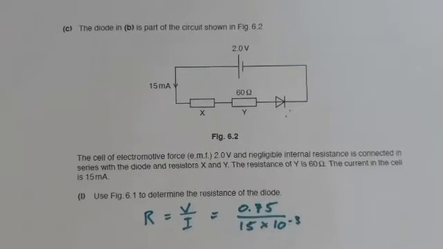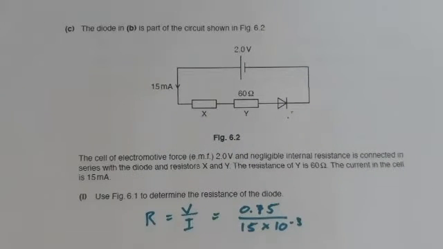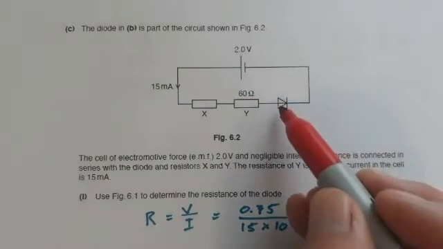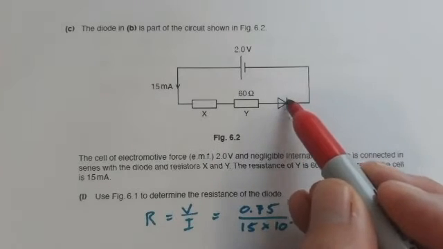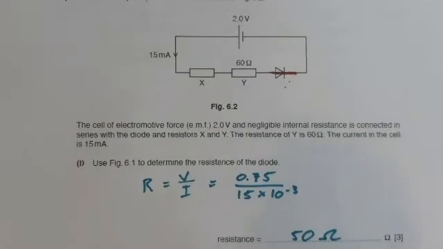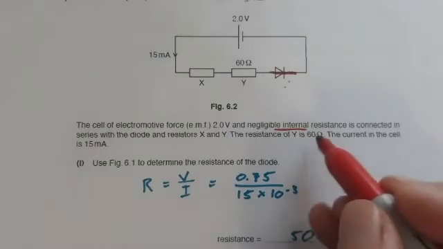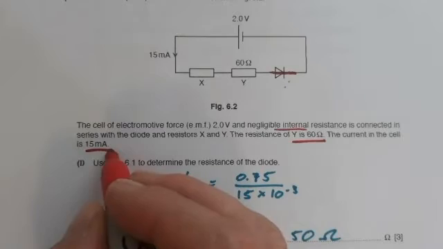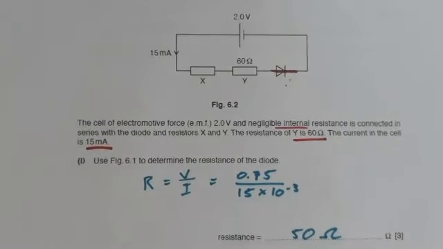It says the diode in B is part of a circuit as shown. Remember, what's the function of a diode? It allows current to flow only in one direction. So the way that it is applied, current can move through it in that direction. The cell of electromotive force, EMF, 2 volt, negligible internal resistance, we're always happy to see that, is connected in series with a diode and 2 resistors X and Y. The resistance of Y is 60 ohm. Current in the cell is 15 milliamperes. That's all shown in our diagram as well.